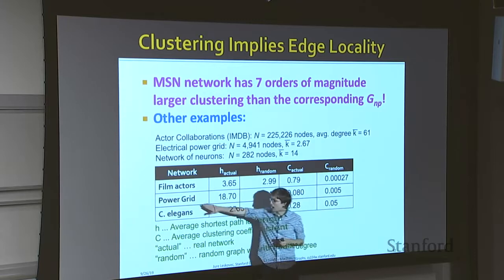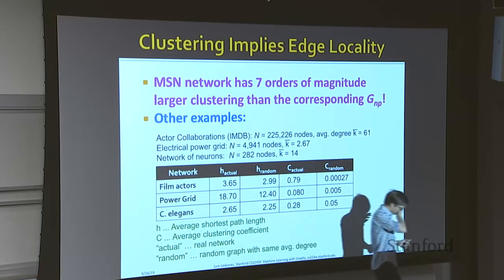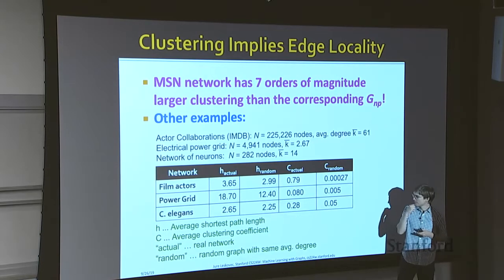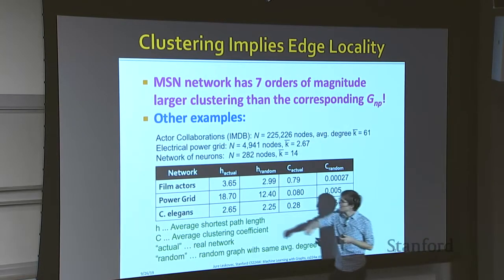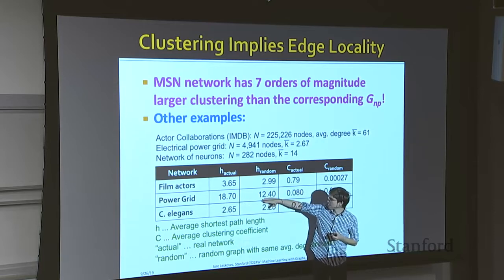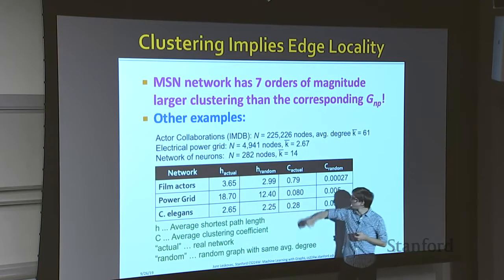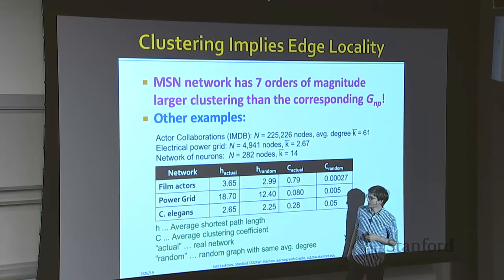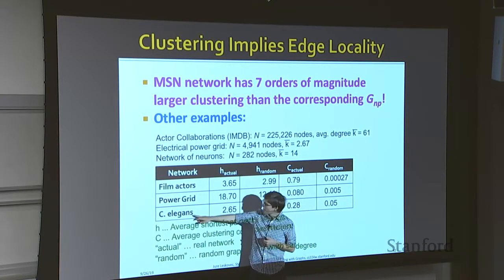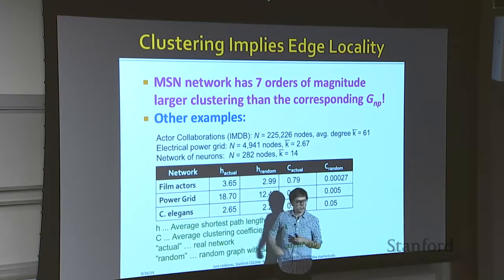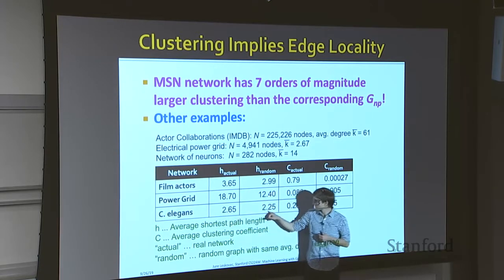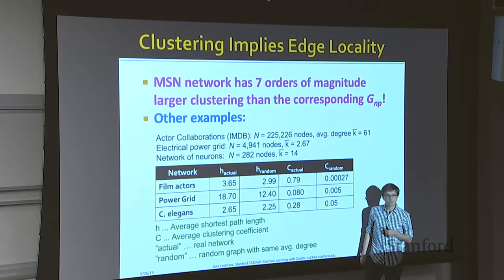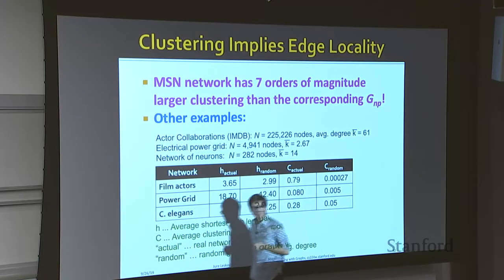Now, this is the power grid, which is basically a graph telling us how different power plants are connected into a grid. Here, the diameter is bigger, but a random graph would also have a bigger diameter. Clustering, again, is a 10x difference. And then this is a network of neurons from a C. elegans worm, shortest path length, and then clustering. And again, 20 times or 5 times the difference, right?